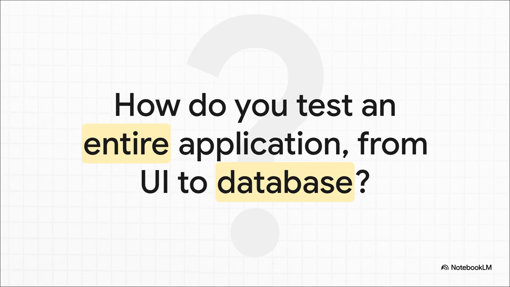This is the big question, right? When a user clicks a button in an app, a whole chain reaction kicks off behind the scenes. So how can we be absolutely confident that the entire chain, from the stuff you can see all the way down to the stuff you can't, is rock solid?